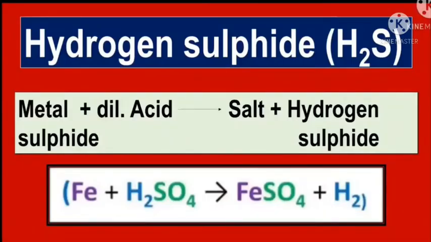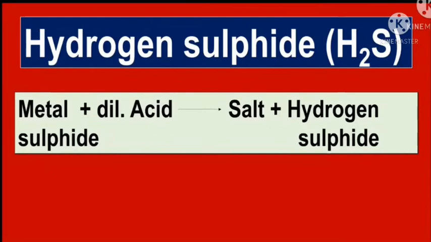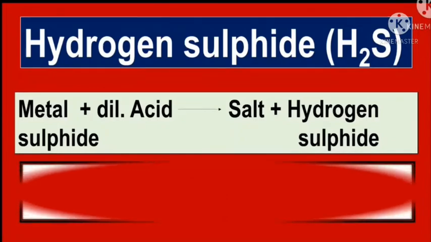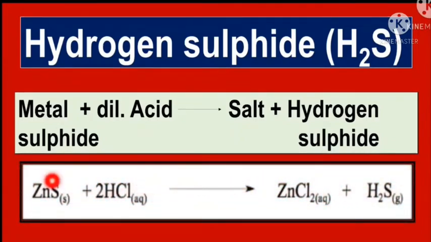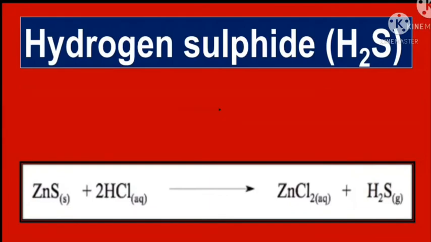Next is hydrogen sulfide. It is formed on treating metal sulfide with dilute acid. For example, when zinc sulfide reacts with hydrochloric acid, it produces zinc chloride and hydrogen sulfide gas. Formation of hydrogen sulfide confirms the presence of sulfide ion.